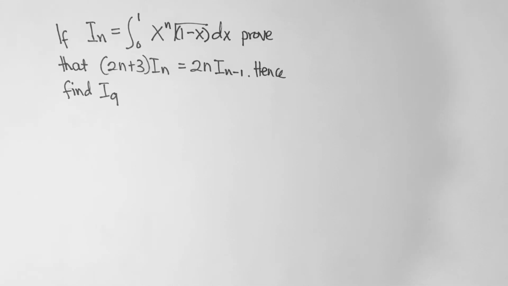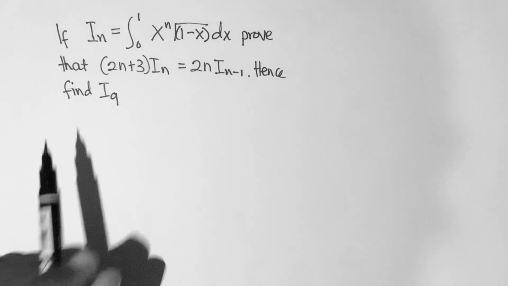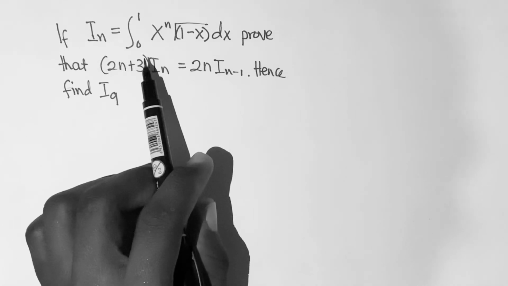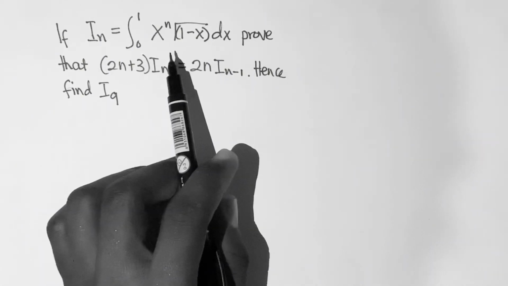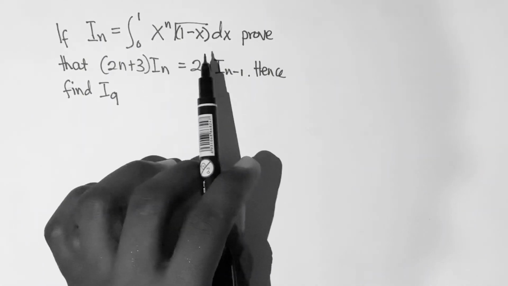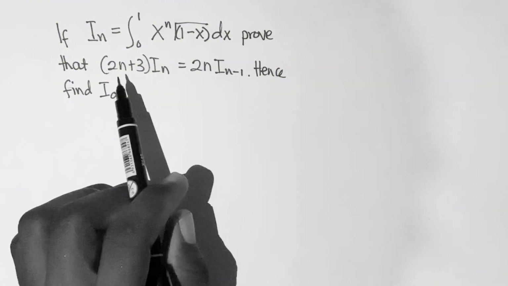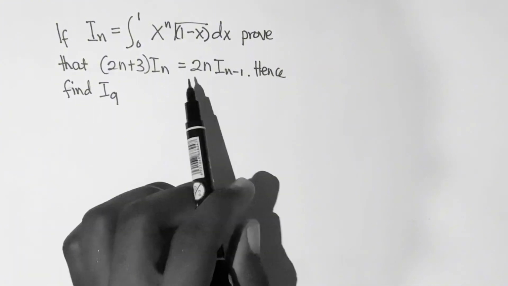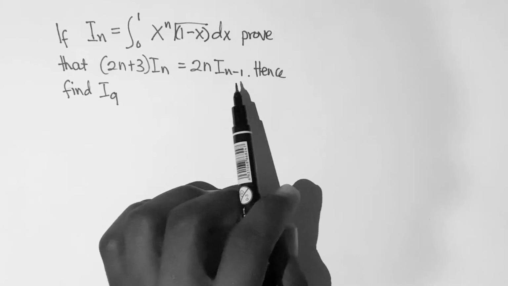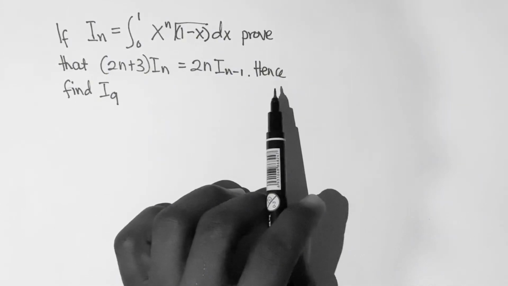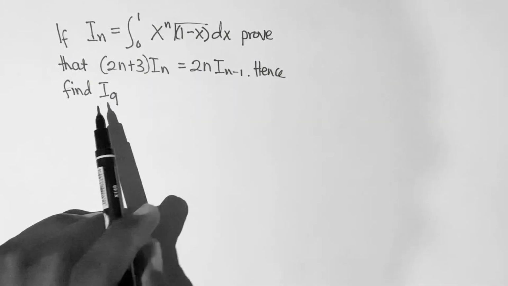In this video, we are going to solve some problems under the reduction formula. So we have this problem that says that if I_n is equal to the integral from 0 to 1 of x^n square root of (1 minus x) dx, prove that (2n + 3) I_n is equal to 2n I_(n-1), and hence find I_9.